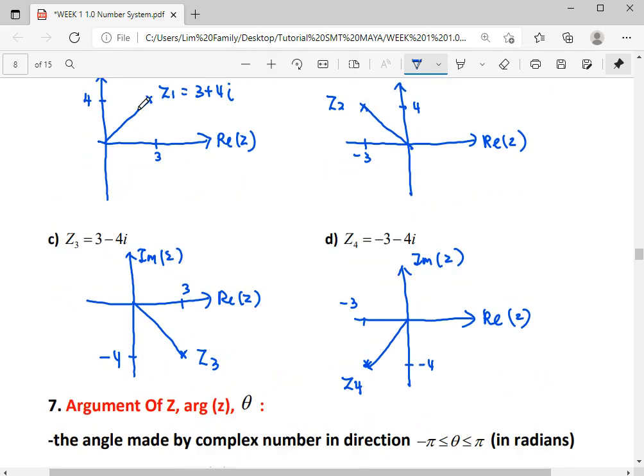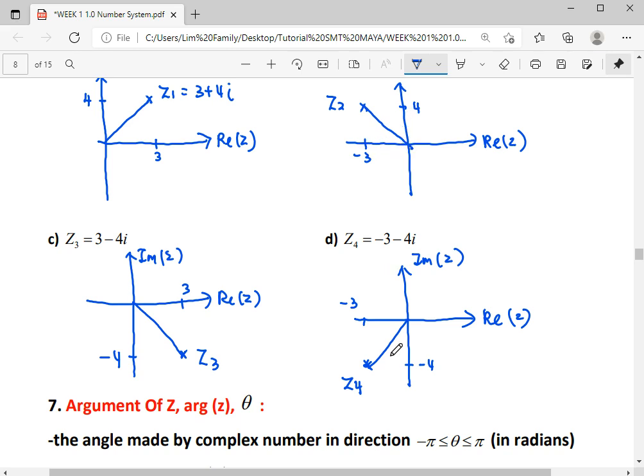Panjang complex number ni semua 5. Sebab apa? 3 square, 4 square, dapat 5. Sini, rujuk mana? Rujuk sini ya. So, 3 square. Walaupun koordinat dia negative 3, tapi panjang sini 3, betul tak?